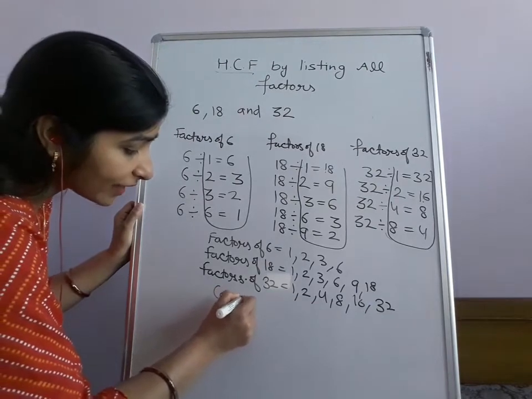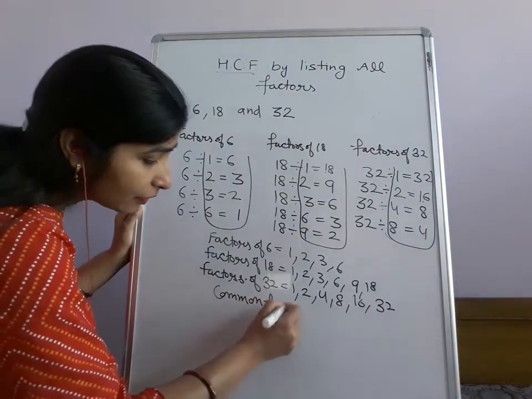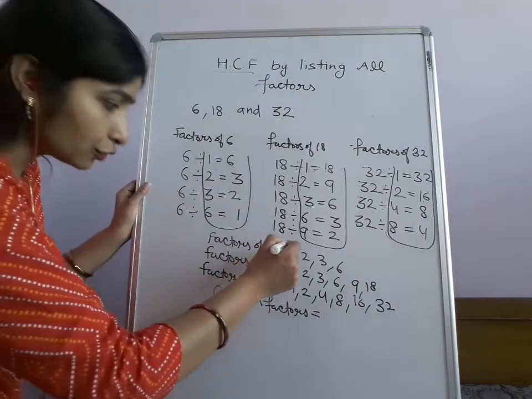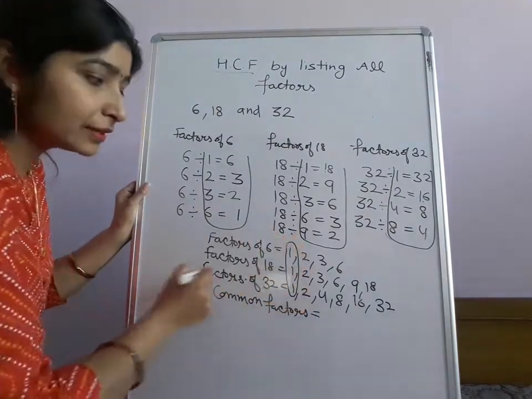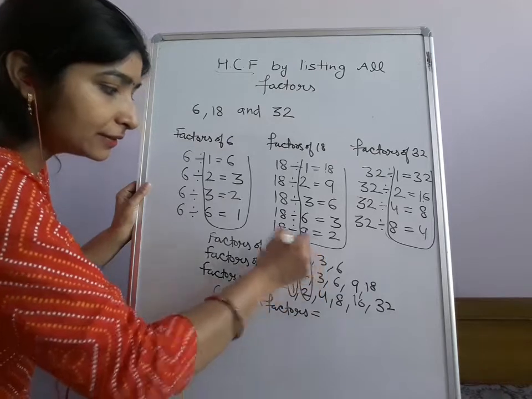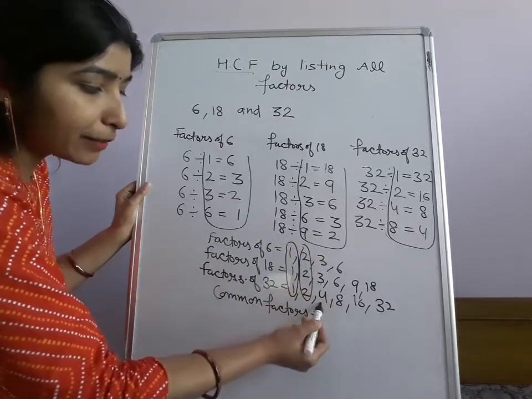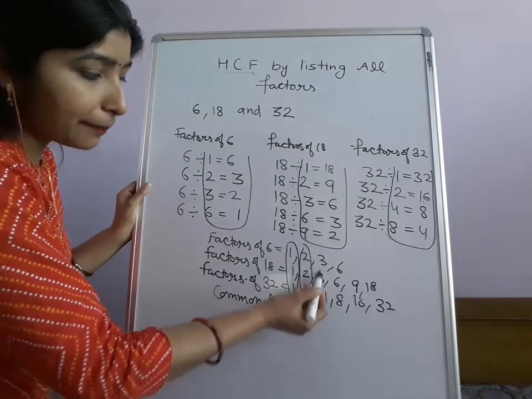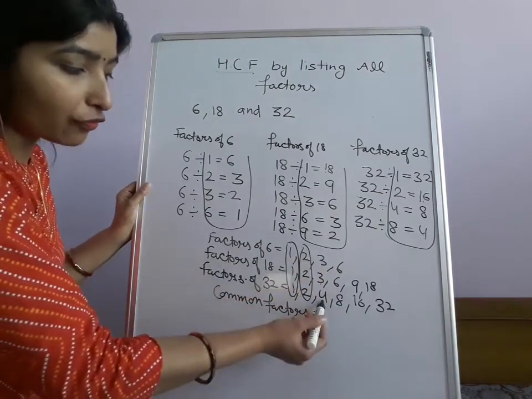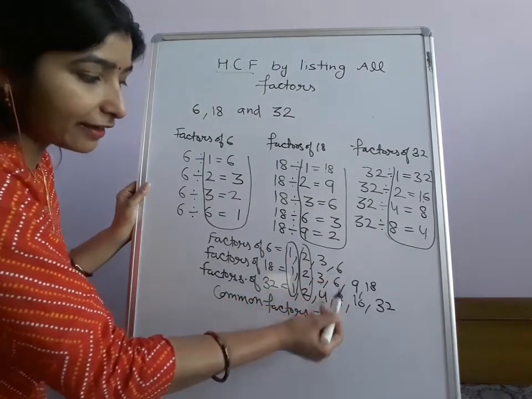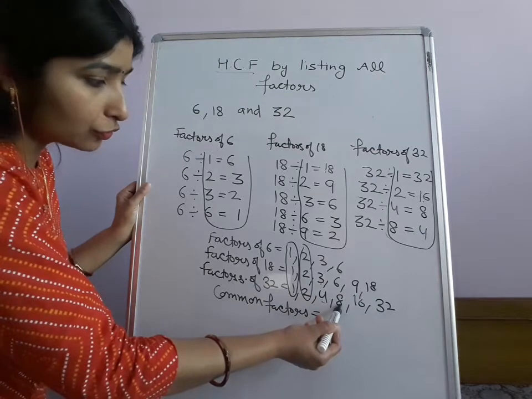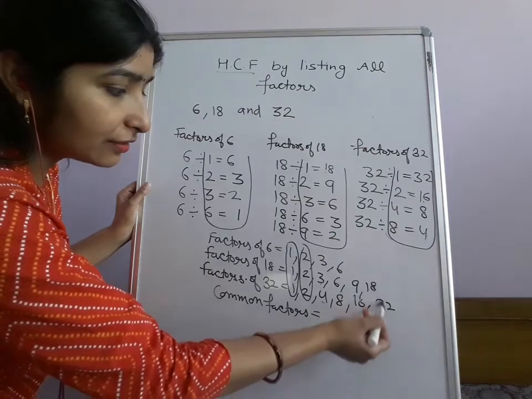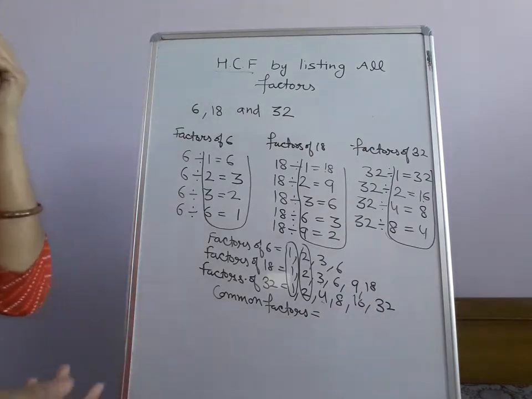So common factors of 6, 18 and 32. So 1 is common, 2 is common. Now 3 is here but not in this line, so 3 is not common. Now 4 is here but not in 6 and 18, so 4 we will not write. 6 is here but not in 32, so we will not write. Okay. Here 9 and 16, no other common factor is there.